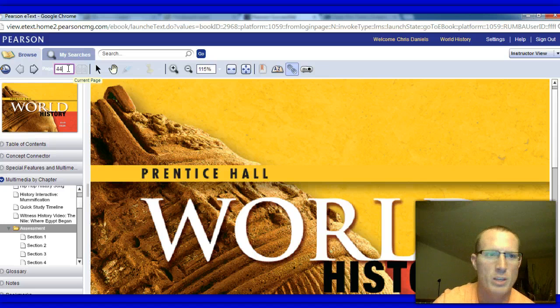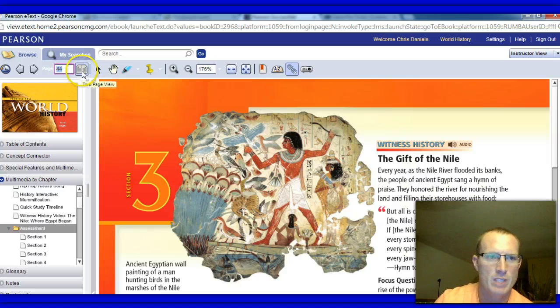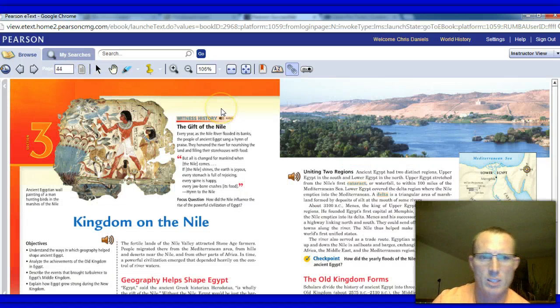We want to go to page 44 to get started. So we'll type in 44 up here, hit enter. And I'm going to make this double page so we can see it and we can do our reading strategy together. What I'd like for you to look at is obviously the art.